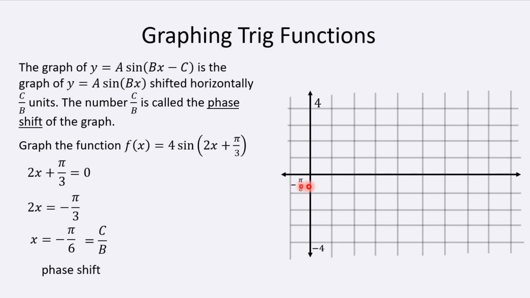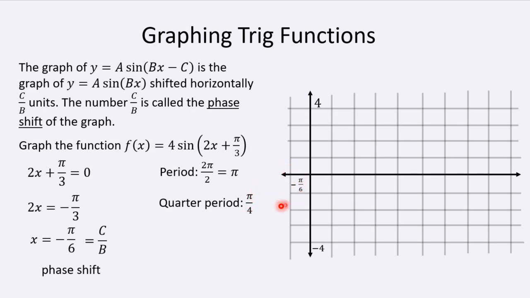So instead of starting at the origin, I'm going to start at that phase shift, negative pi over 6. I still need to figure out how long the period is, what's the length of the period, and I still need to chop that up into quarters. So I find the period length by dividing 2 pi by b. So the period is pi units long. I just need to divide that into 4 parts. So I'll have pi over 4 as the quarter of my period.